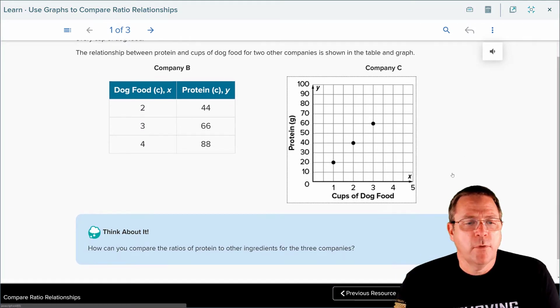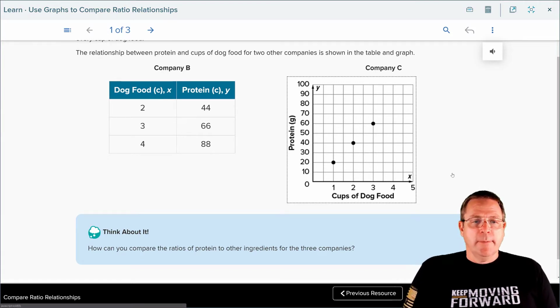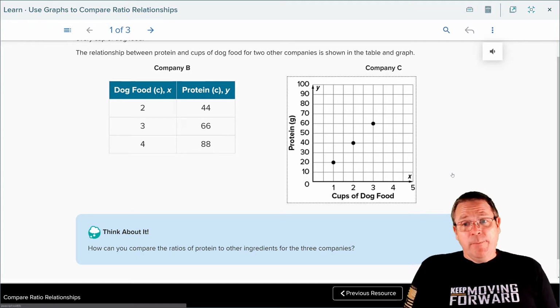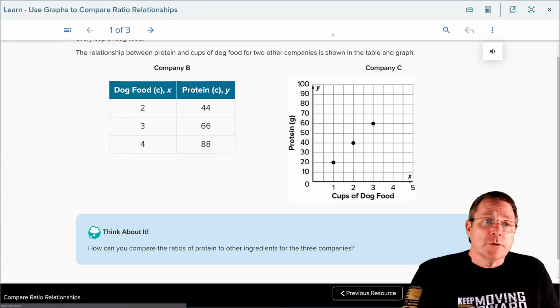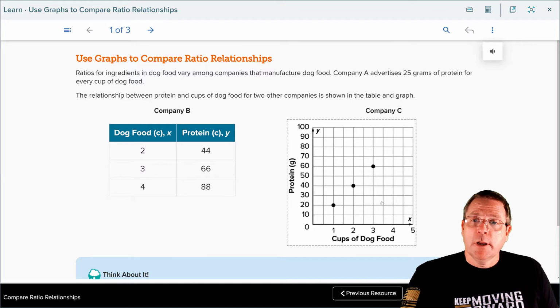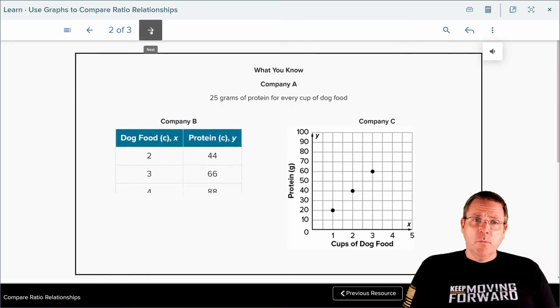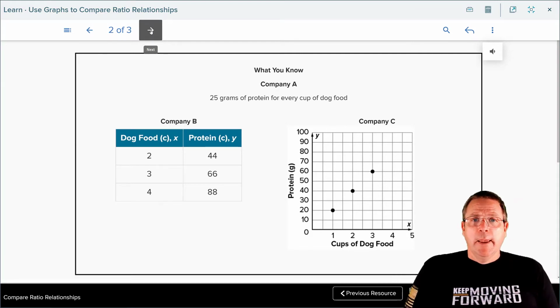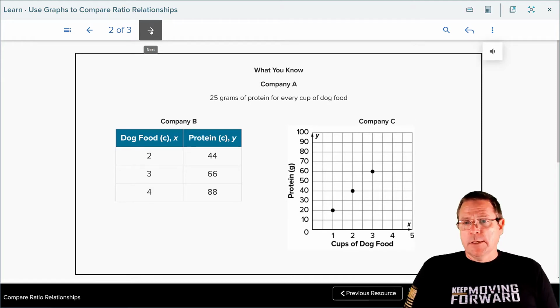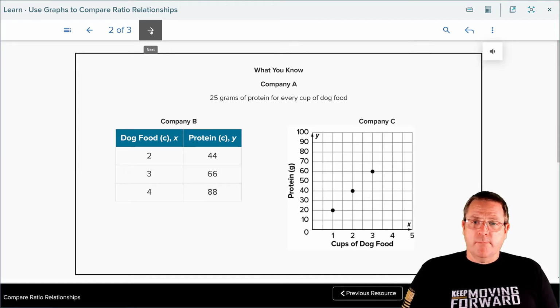And you've got to be able to look at these 3 different companies and figure out how to compare them so that they can be the best. Simply put, we need to convert them all to the same language. They either need all to be set to a unit rate of 1 cup, or the same type of chart, table, or the same type of graph. So, what do we know? We know Company A has 25 grams of dog food. We know Company B has that chart of information, and we know Company C has that graph of information.